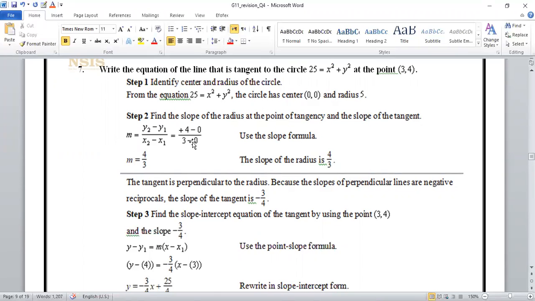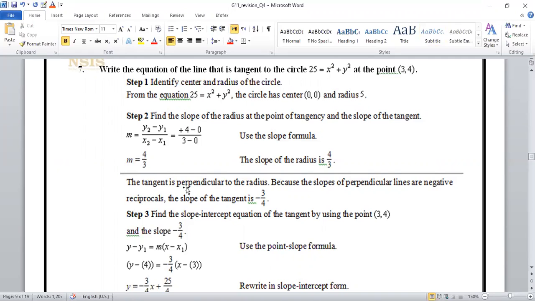Step number 2, find the slope of the radius at the point of tangency and the slope of the tangent. First, the slope equals (y2 - y1) over (x2 - x1), the difference between the y's over the difference between the x's, or delta y over delta x. So 4 minus 0 over 3 minus 0. The slope of the radius is 4 over 3.